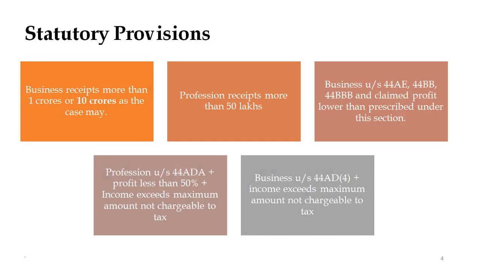And next is when the assessee is engaged in section 44AD. Section 44AD says that if his receipts are up to 2 crore rupees and he has earned a profit of minimum 6% or 8%, 6% when all the receipts are through banking channels and 8% in cash mode cases, then he can opt for section 44AD.